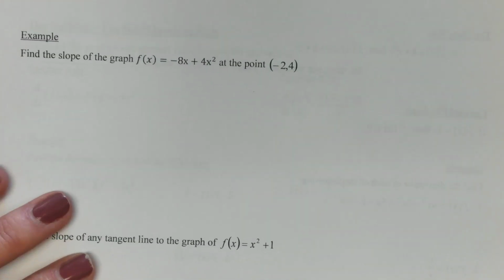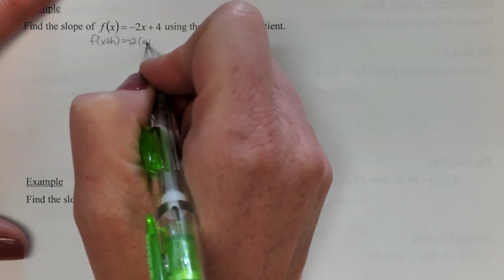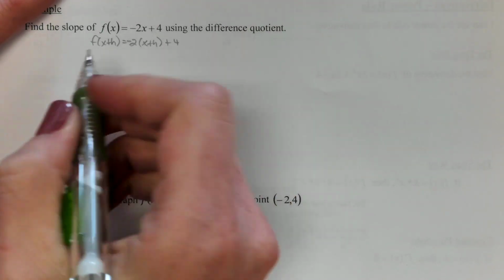Next up, we've got find the slope using the difference quotient. So I'm going to write out my second function, which is f of x plus h. Negative 2 times x plus h plus 4. And remember, these are the two functions I'm just going to subtract.